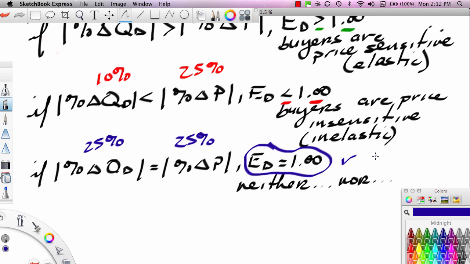All right, so what we've done here in lesson 1 is we've connected the percentage change in Q to the percentage change in P to get a measure of price sensitivity. Now in our next lesson we're going to actually use this to look at how price changes ultimately affect revenue, and we'll be illustrating this with something called a demand curve.